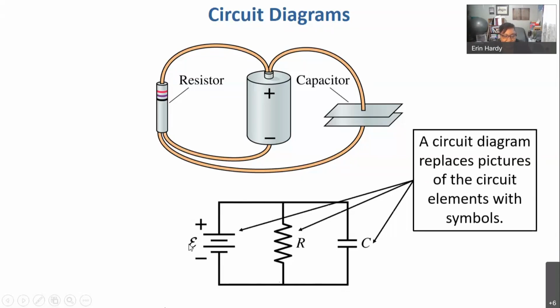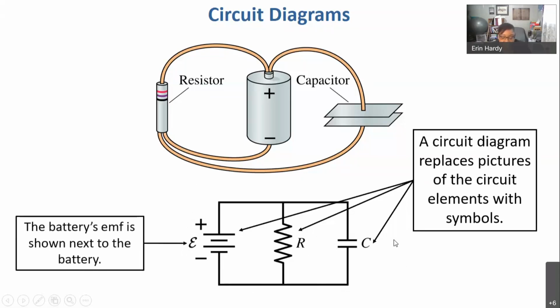And then we are already familiar with the EMF. It had been a while before today since I had talked about it in a circuit diagram, but that's just our script E, not an epsilon, as the permittivity constant is. And then R and C represent resistance and capacitance, respectively.